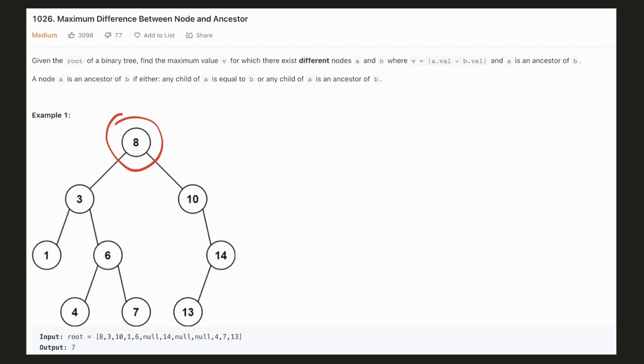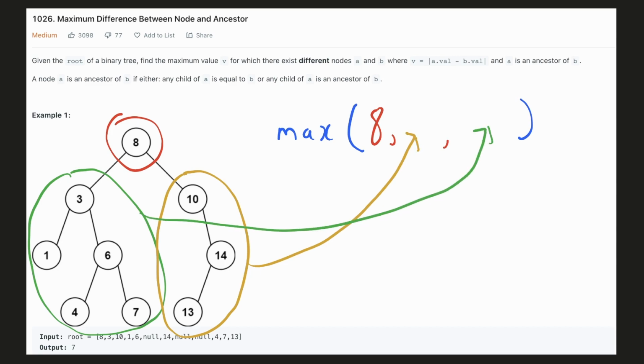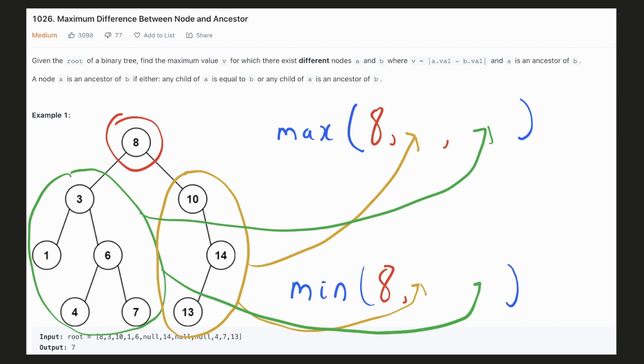For the subtree of 8, its maximum is going to be the maximum of 3 values. One of them will be its own value, and the other two will be the maximum of its left subtree and its right subtree. And similarly, its minimum is going to be the minimum of 3 values. One of these will be its own value, and the other two will be the minimum of its left and the right subtree.